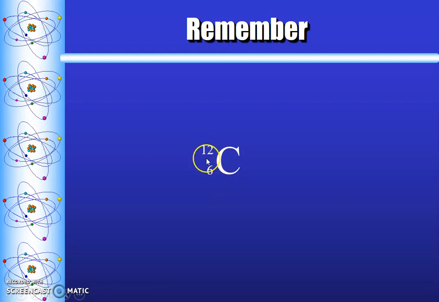But using the top and the bottom number, we can say, well, how many neutrons are there? If the total mass is 12 and there are 6 protons, then 12 minus 6 means that there are also 6 neutrons, because the mass comes from neutrons plus protons. All of this is a review from back when we studied chemistry.